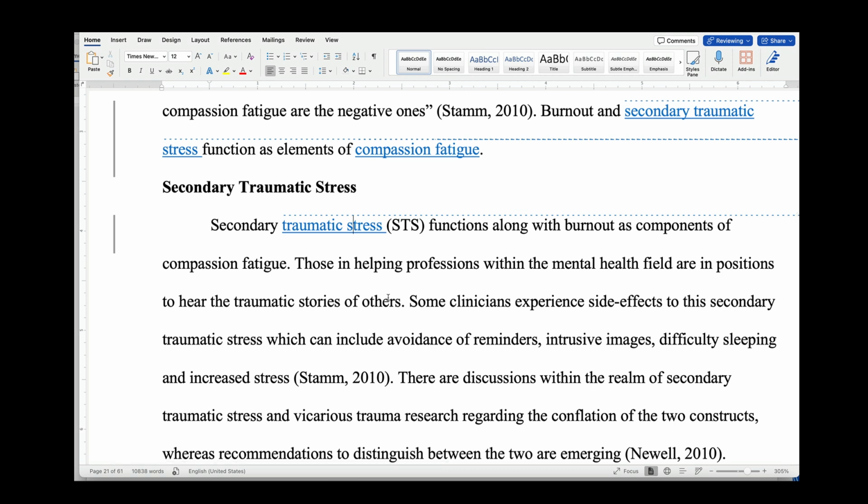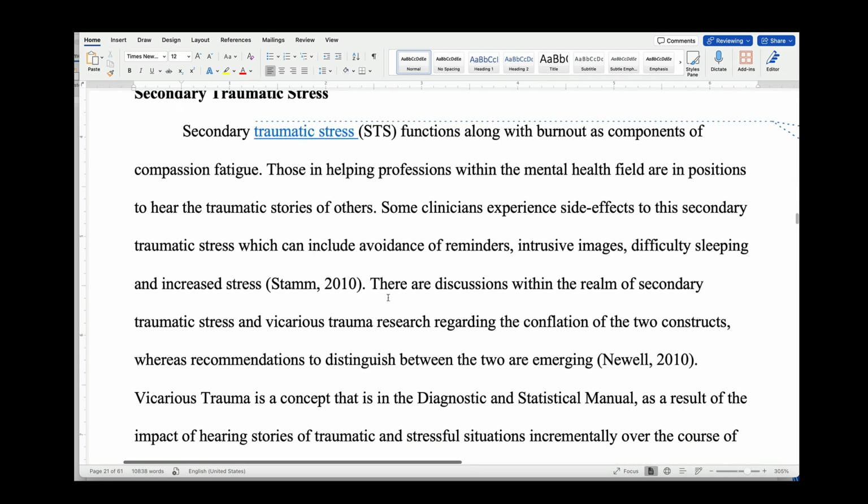And this is mentioned in the APA 7th edition manual for publication. It's in detail. It says this is up to you and your professor agreement. So that is all I have for the capitalization.